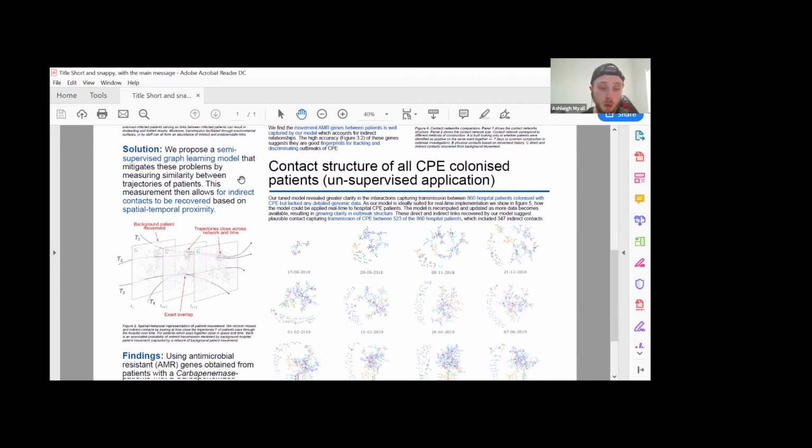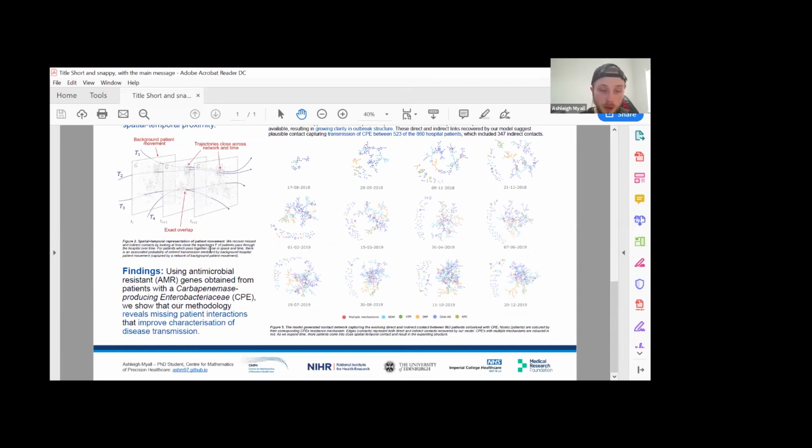So with our model, we tuned it and tested it on a distinct outbreak between 116 CPE infected patients, which for a large part had whole genome sequencing so that we could confirm and validate that our model was capturing routes of transmission. We found that our model well captured transmission and revealed a greater scope in outbreak structure. And then we proceeded to apply the same model unsupervised to all CPE patients, which lack sequencing data, to reveal plausible contacts between them, capturing a greater scope of transmission.